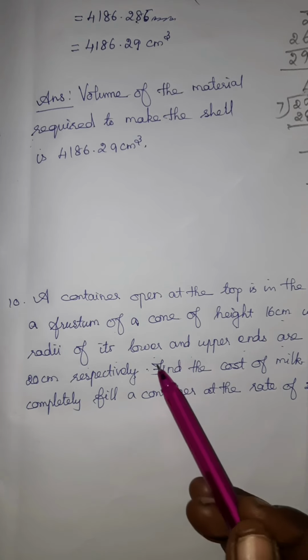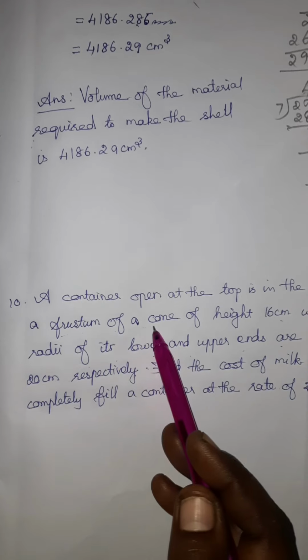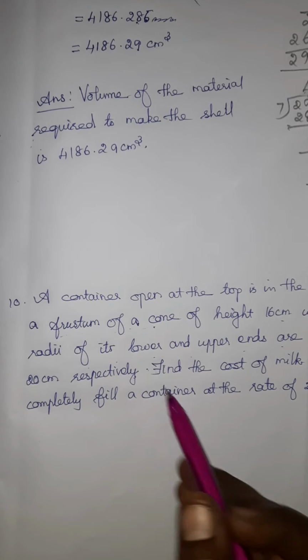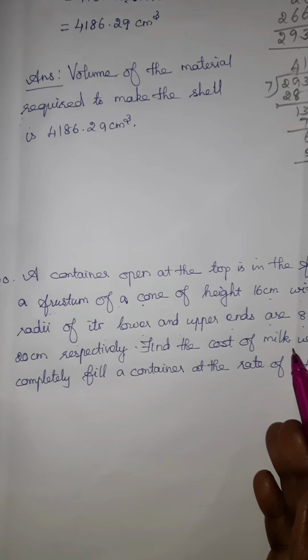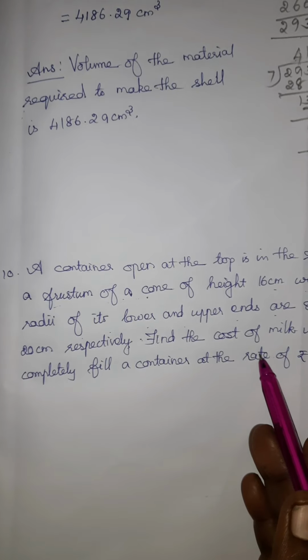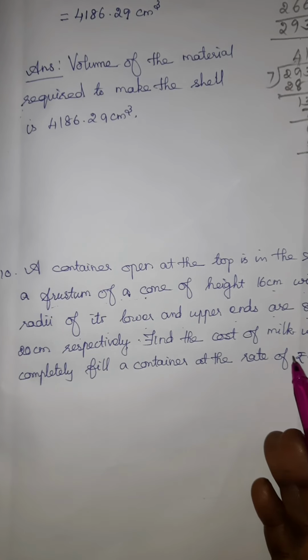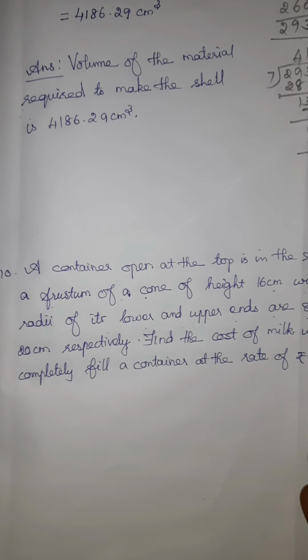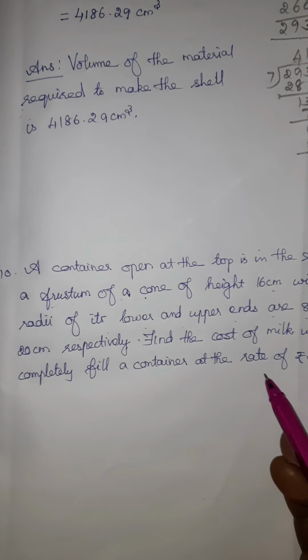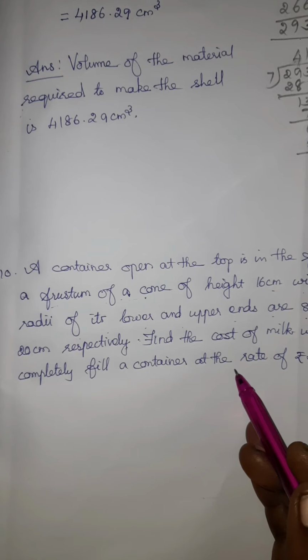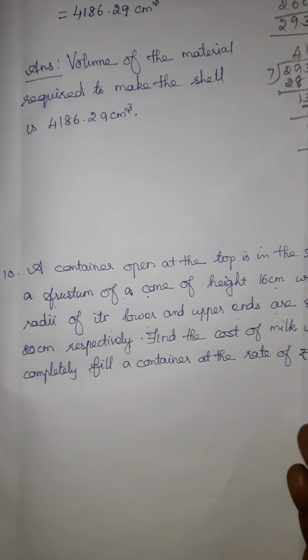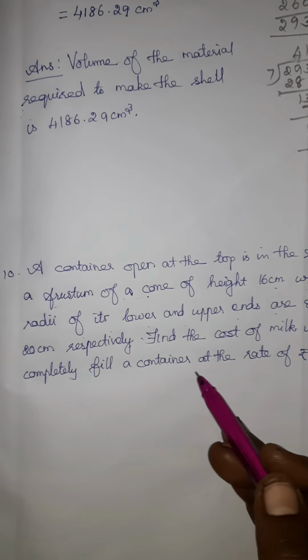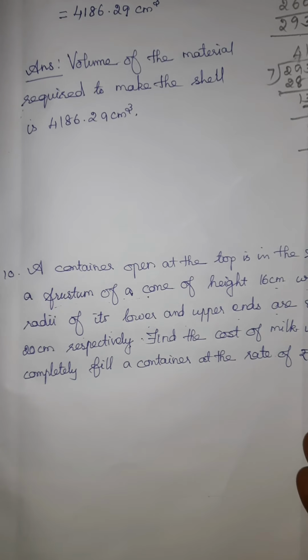Okay, so the container shape is a frustum of a cone, and the milk is kept in it, filling it fully. We don't know how much milk, but the rate of the milk is rupees 40. Maybe he can buy the milk from the vendor. He will give the money and get the milk. So they ask what is the cost of the milk in that container.